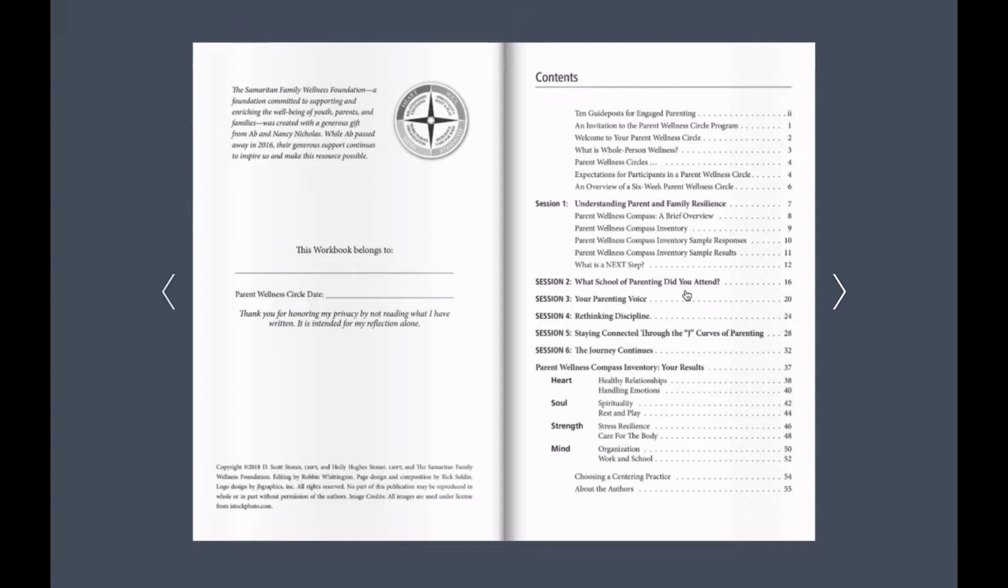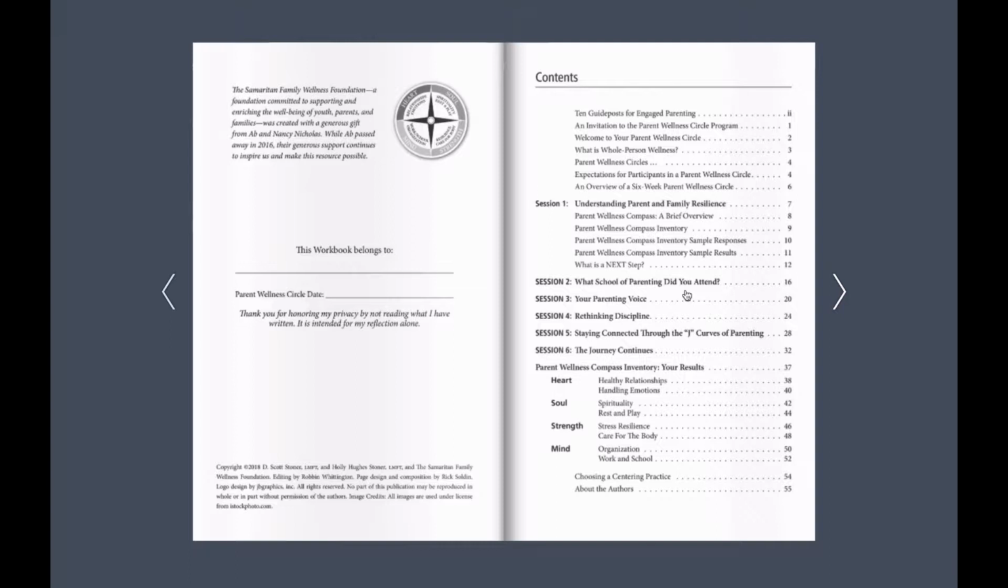Inside the front cover, you'll see there is a little spot for them to write their name and the date of their Parent Wellness Circle, and there's even a little note that says, "Thank you for honoring my privacy, for not reading this. What I have written is intended for my reflection only."